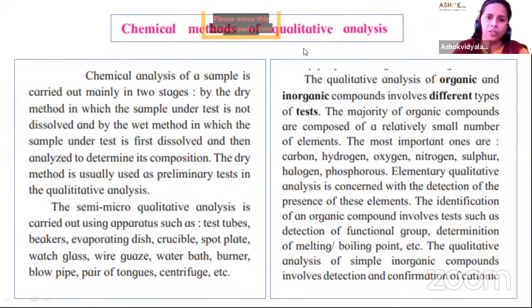Now here in the qualitative analysis, there are two stages, which you will do in the lab.